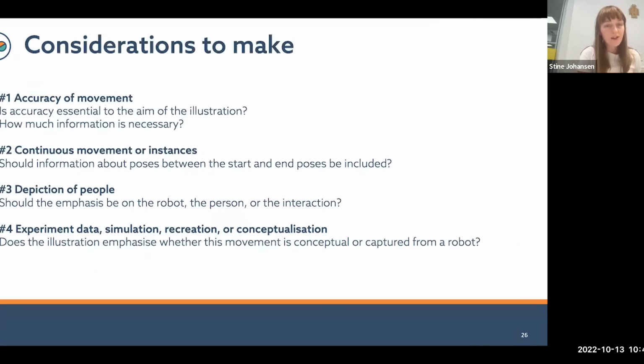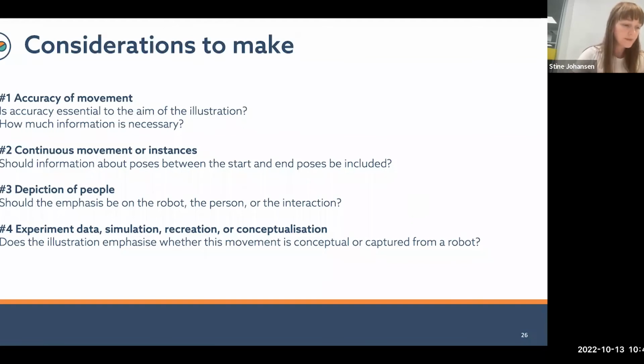So based on all of that, we've described a set of considerations that can be useful to make whenever you're thinking about doing illustrations of robotic movements. The first one is about the accuracy of the movement. We found that it varies a lot how accurately the robot motion is described. Some might show a general direction of the movement, whereas others provide an exact trajectory of the robot. So you want to consider the importance of that accuracy and consider how much information is actually necessary for you to communicate.